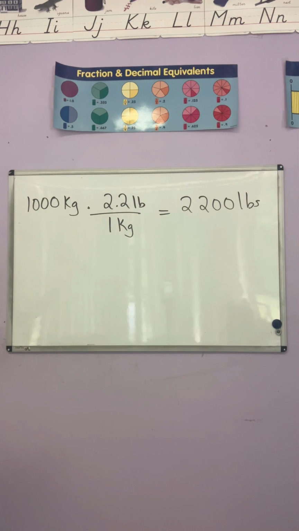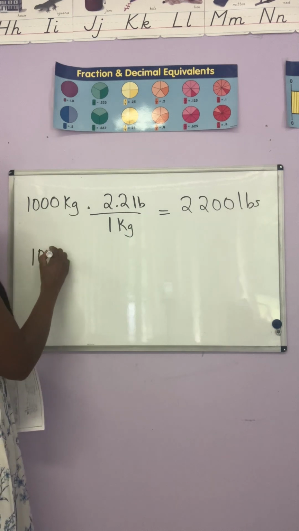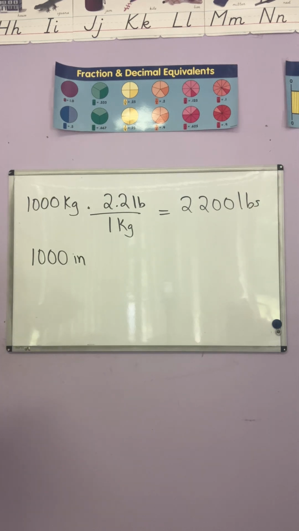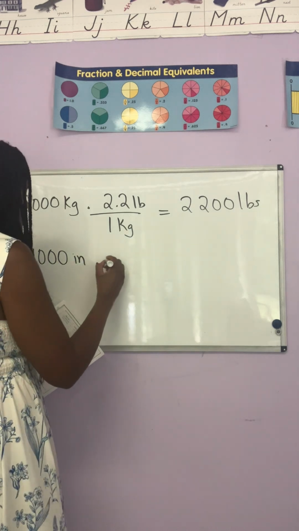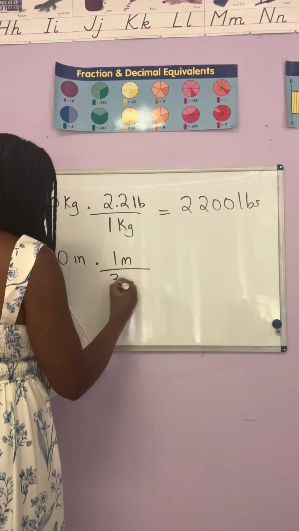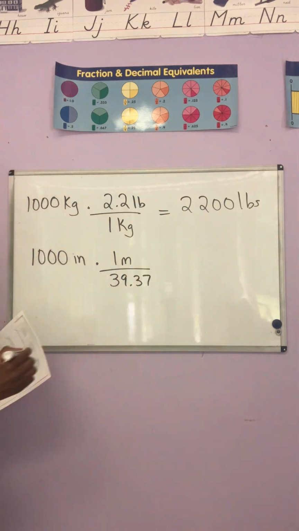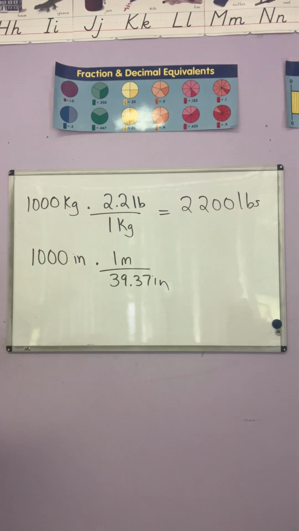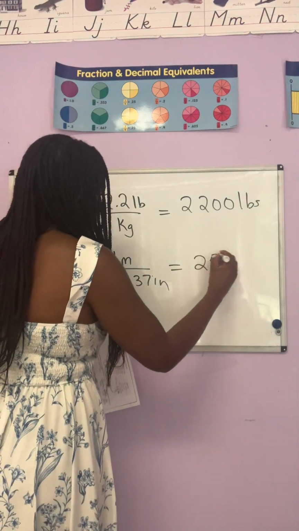All right, here's another one. If we have 1,000 inches, and we want to know how many meters that is, we have to know that 1 meter is approximately 39.37 inches. So we have 1 meter and 39.37 inches. You have inches on the bottom so they can cancel each other out. If you use a calculator, 1,000 times 1 is 1,000, but then 1,000 divided by 39.37, and we have 25.4 meters.